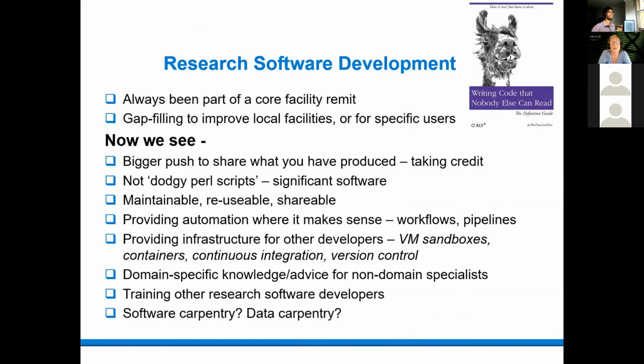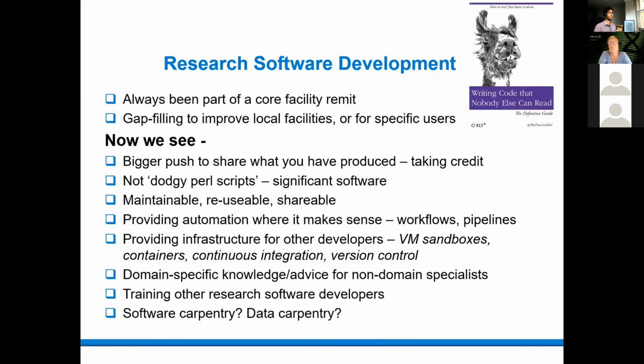And research software development's really taken off as well. As we look going backwards, it's always been part of a core facility remit, but it's got a lot more important in many cases, and it's become much more of a task in its own right, making software that is actually significant software that's maintainable, reusable, properly shared, and providing automation, because all of the things that we do are larger and faster, and data are generated much more rapidly now. So providing automation is much more important.